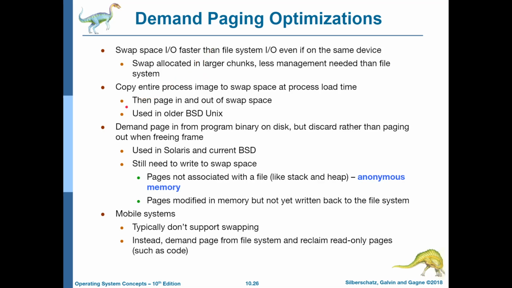Often, demand paging will try to optimize by copying the entire process into swap space first. Normally, files in a file system are not always contiguous, meaning that if you copy the process image into swap space, it will be contiguous at that point because the operating system has complete control over the swap space.